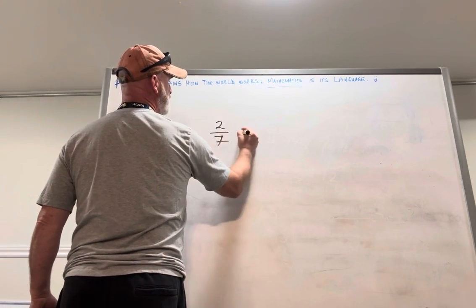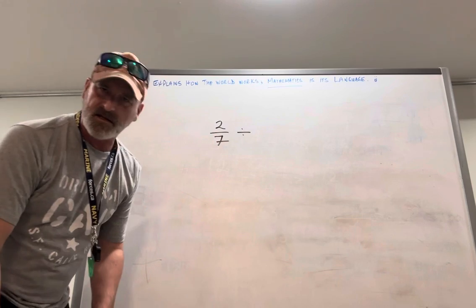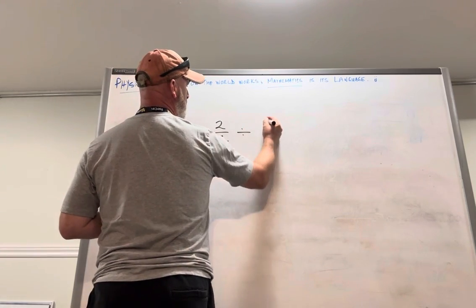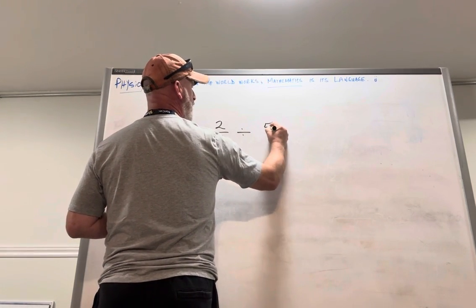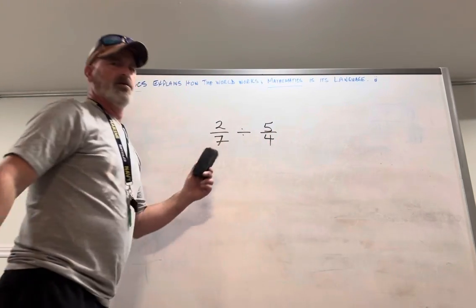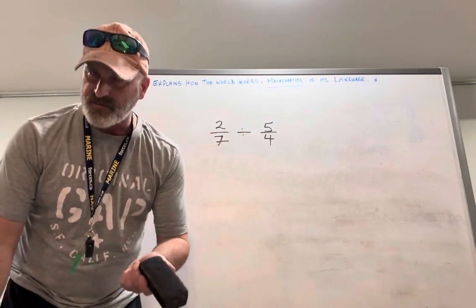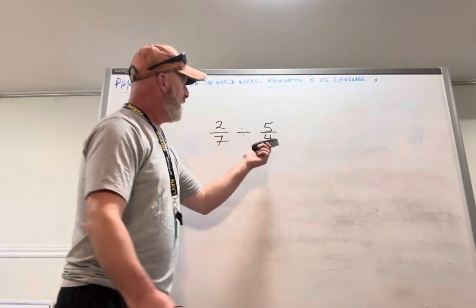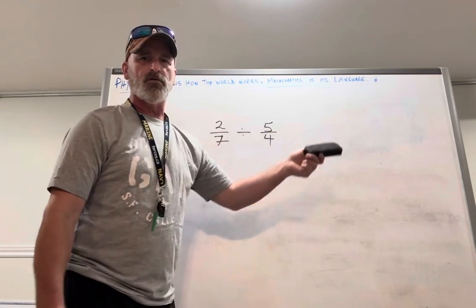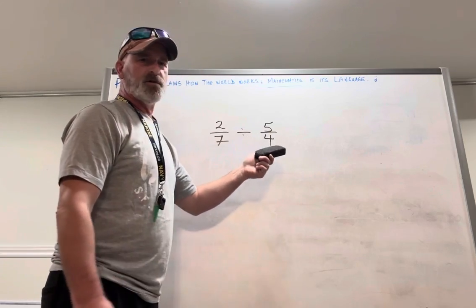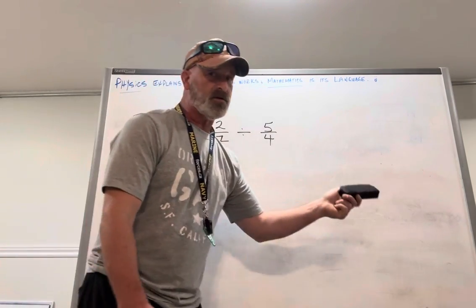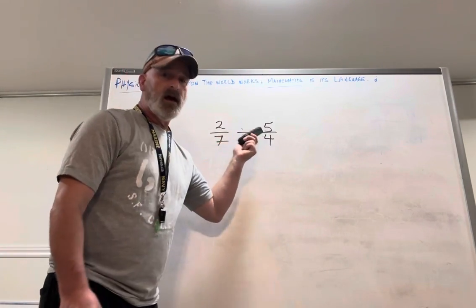2/7 divided by, I hate the divided sign, divided by 5/4. What's that 5/4 you're talking about? Why is the numerator bigger? Because you can have more than one of something. How many is this? This is 1 1/4 of another one, right? 5/4 is 4/4 and 1/4. So you can have improper fractions.